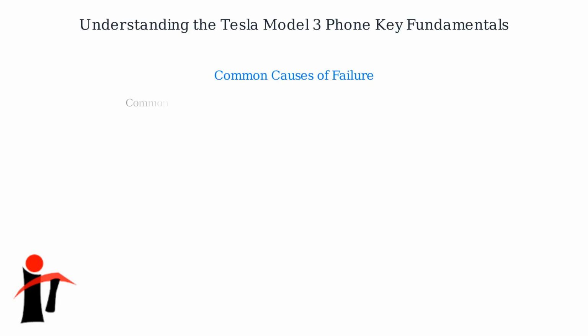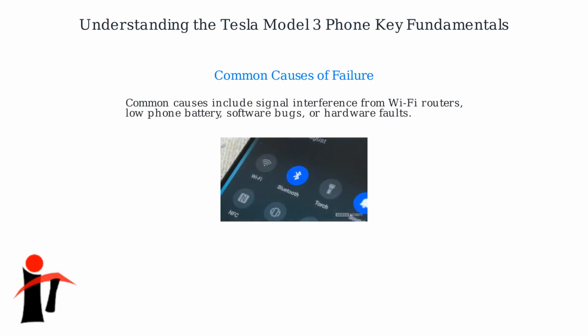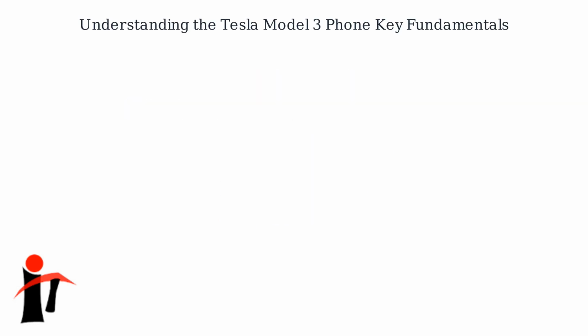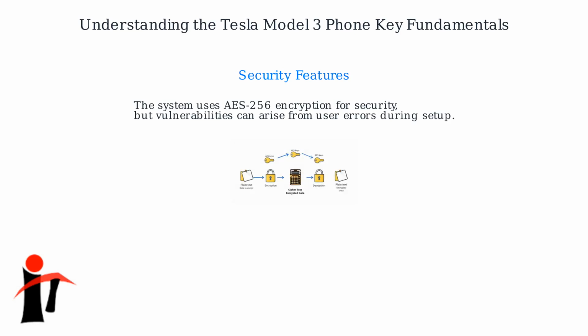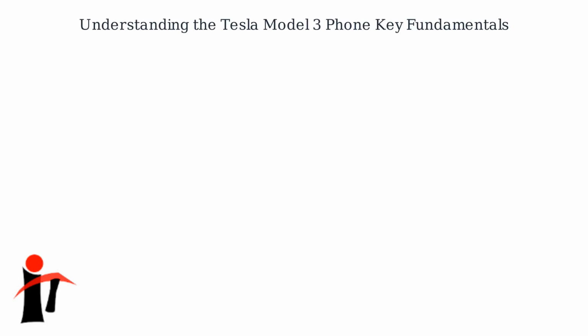Common causes of phone key failure include signal interference from nearby Wi-Fi routers, low phone battery levels, software bugs in updates, or hardware faults in the Bluetooth module. It's essential to understand that the system uses AES-256 encryption for security, providing strong protection against unauthorized access. However, vulnerabilities can still arise from user errors during the initial setup process.